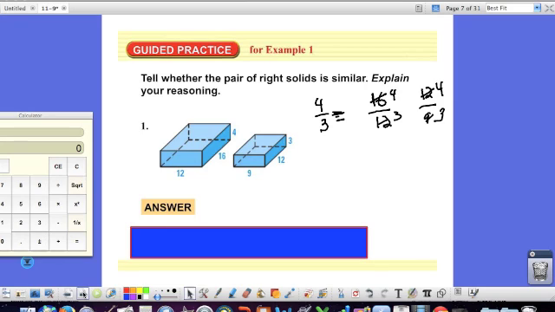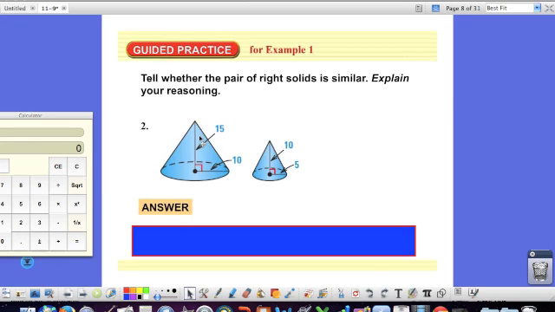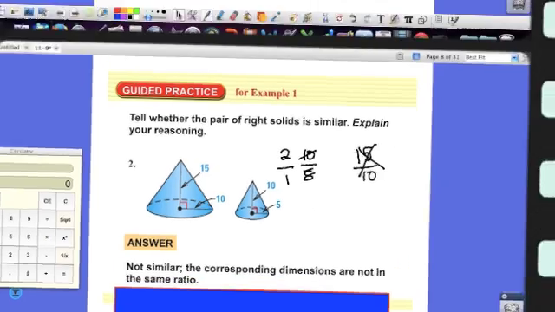And we'll wait for it to turn the page. Tell whether these solids are similar. So the radius 10 to 5, which reduces to 2 to 1, and 15 to 10 does not simplify to 2 to 1, so they are not similar.